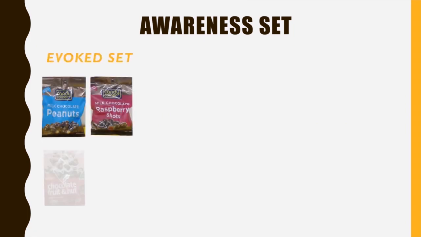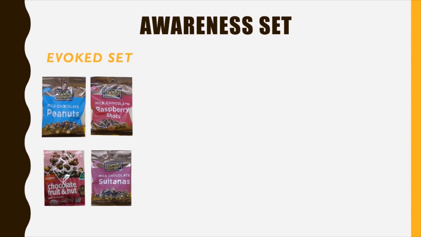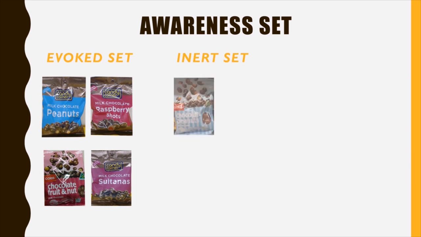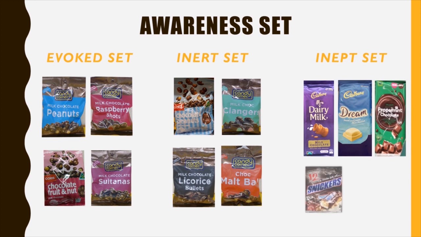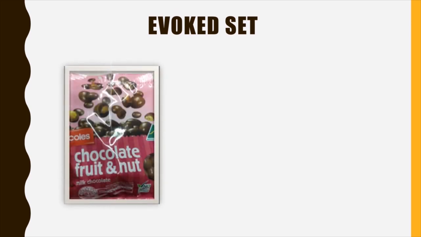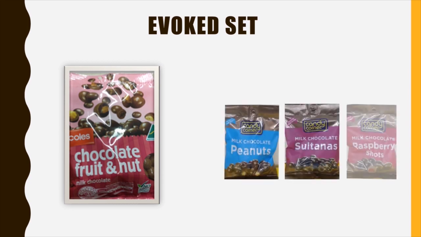I have 3 subsets. My evoked set, where I have selected 4 alternatives given consideration based on what the ingredients are. Next, I have my inert set, that are my backup alternatives. Finally, I have my inept set, that is formed by the big chocolates that I consider too big to be finished. I tend to make a mess with my hands, and I don't like colorful presentations. From my evoked set, it is time to select one option. I select the chocolate fruit and nut. Why? Because I can get a variety of flavors such as peanut, sultana, and strawberries in only one package. So it is a combination of the other 3 products.